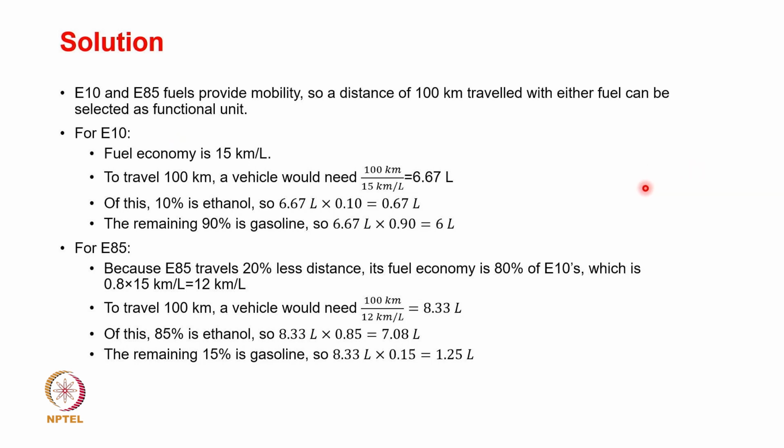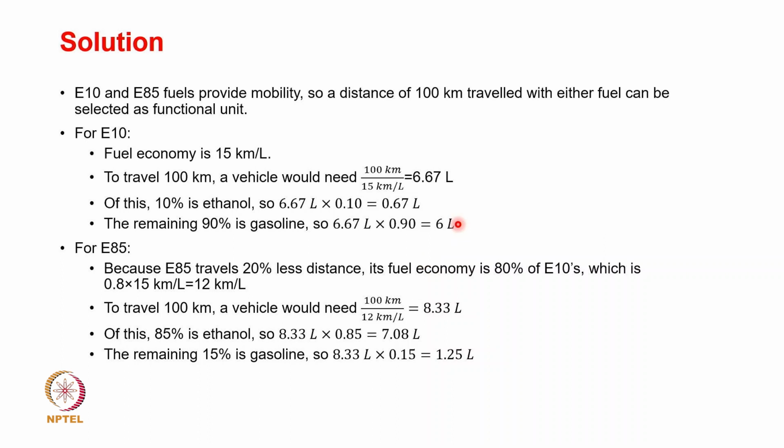For E10, the fuel economy is 15 km per liter. Hence, to travel 100 km, a vehicle would typically take 6.67 liters, out of which 10% is ethanol. So, 6.67 liters times 0.1 is 0.67 liters, and the remaining 90% is gasoline, which would be 6 liters.